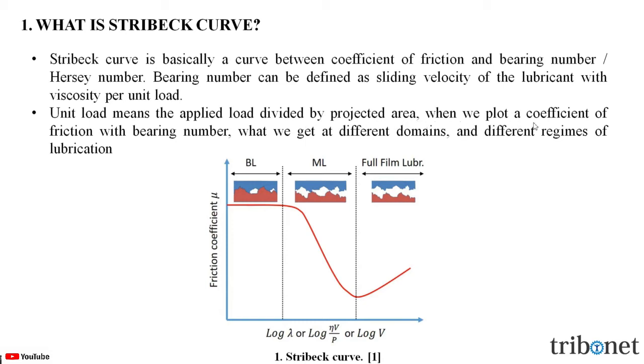When we plot a coefficient of friction with the bearing number, what we get are the different domains and the different regimes of lubrication. In this figure, we can see the Stribeck curve, which is showing us the three lubrication regimes. Initially, it starts with the boundary lubrication regime and then mixed lubrication and finally the full film lubrication regime. This concept of Stribeck curve is very important for a tribologist to understand about the lubrication regimes of a system.